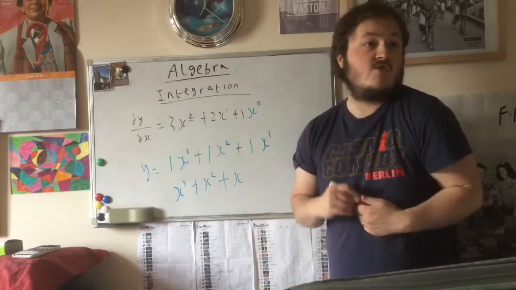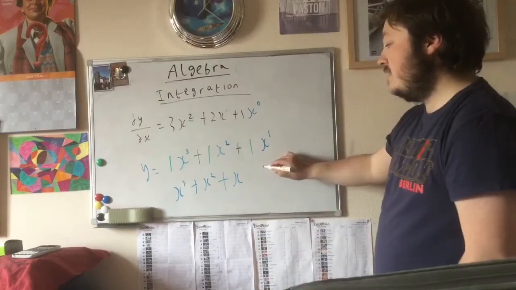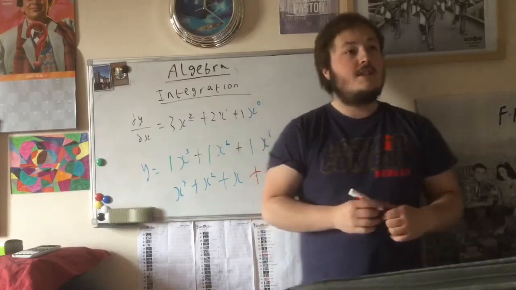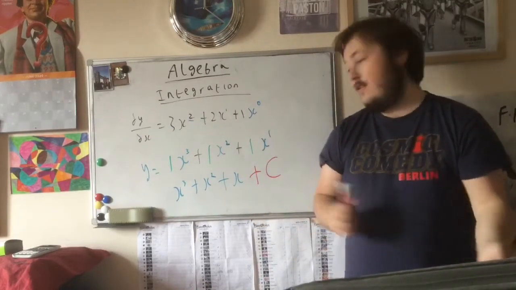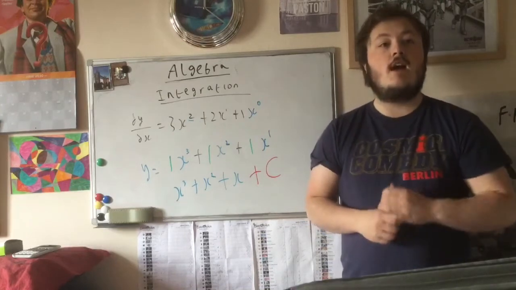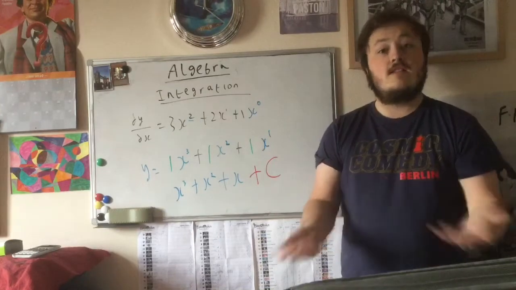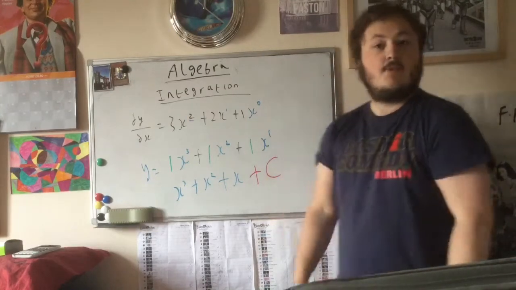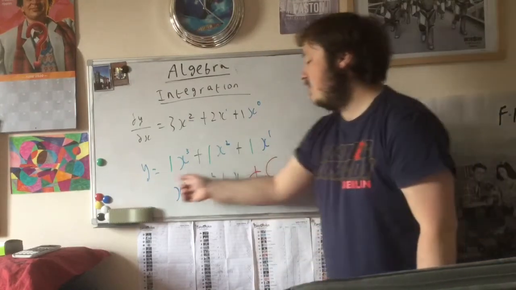So we just write a form of algebra. So instead we just write plus c. This plus c means that there could have been a number originally that when differentiated it disappeared. But we don't know what it is. So that's what c means. And that's how you integrate an equation.